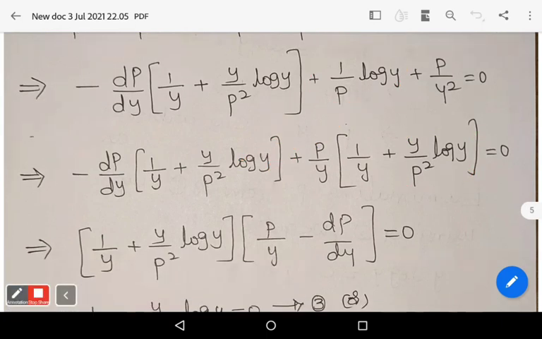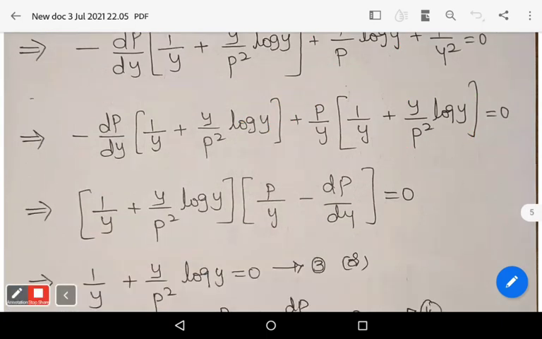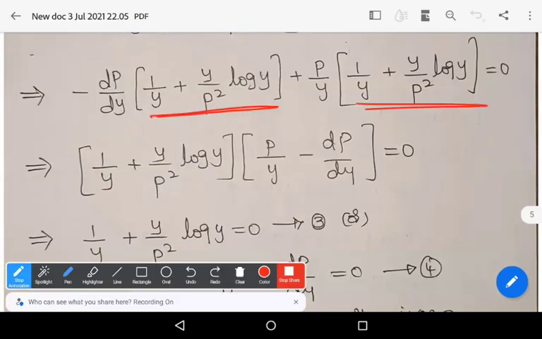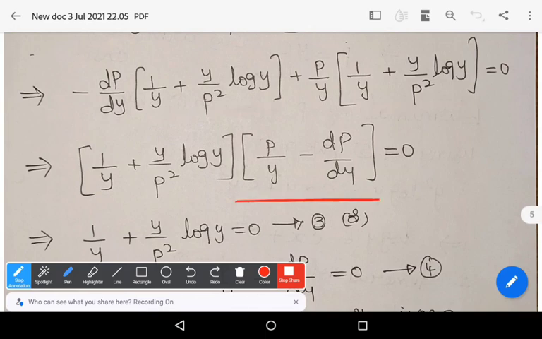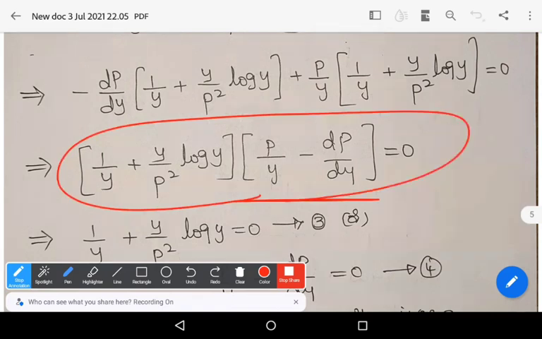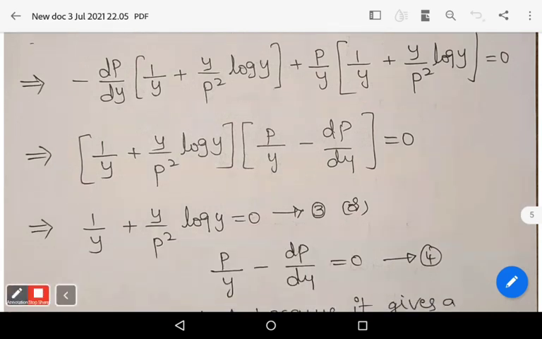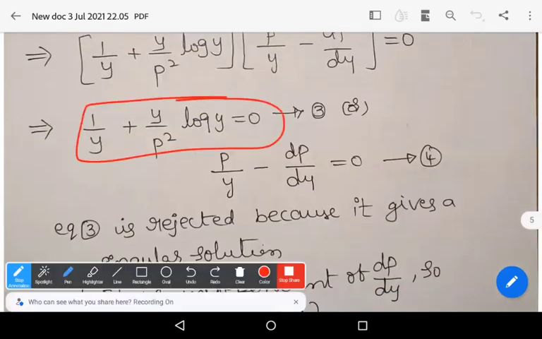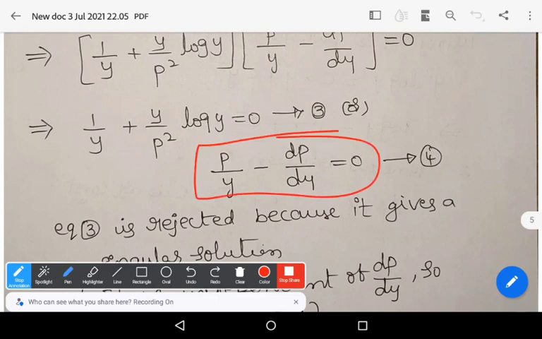Now you observe that the terms are same. 1 by y plus y by p square log y. Here 1 by y plus y by p square log y is the common term. By making that common term, we get p by y minus dp by dy is equals to 0. From this expression, we get two equations. The first one is 1 by y plus y by p square log y is equals to 0, equation number 3. And p by y minus dp by dy is equals to 0, equation number 4.